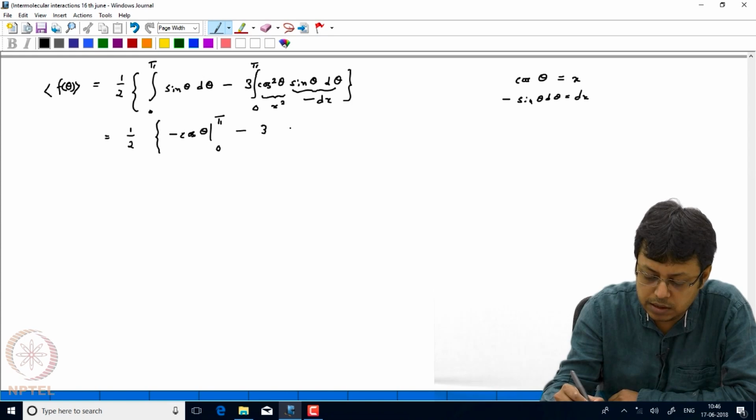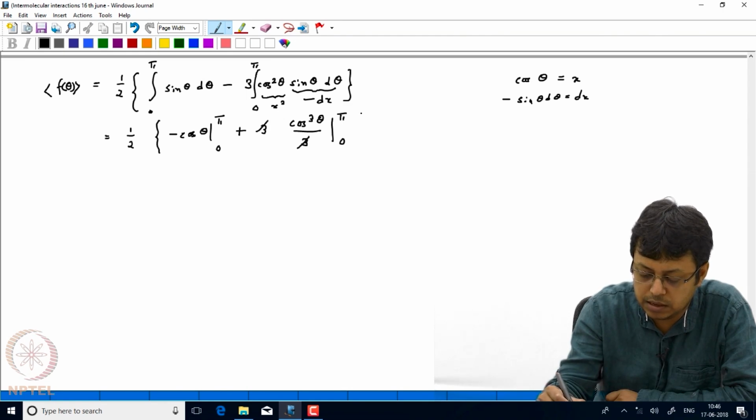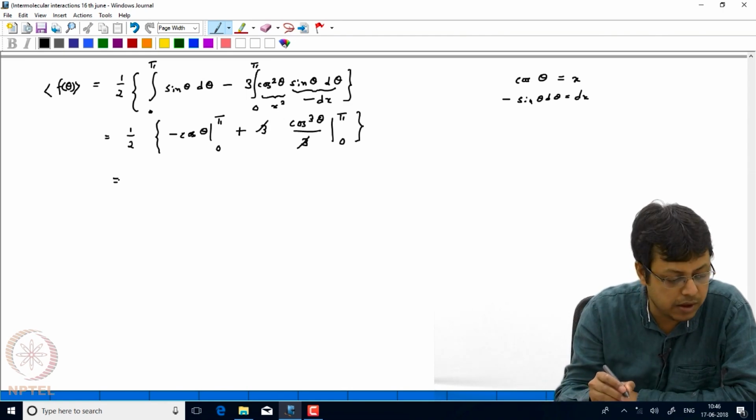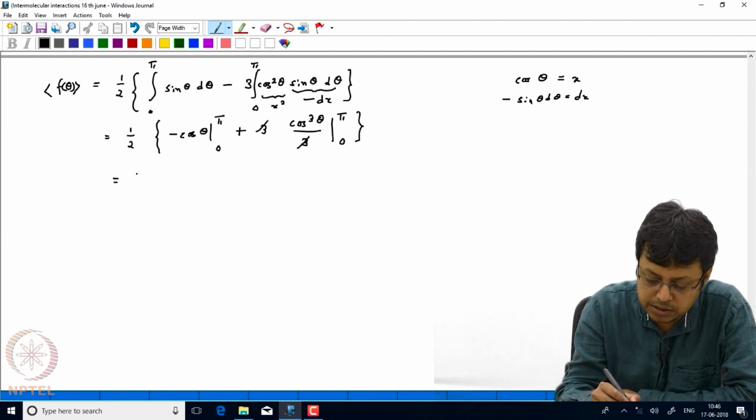So the integral will have a plus sign because of the minus sign associated with this, and it will be basically x cubed by 3, and since x is cos theta, it will be cos cubed by 3. That is the integral, and the 3 of course will cancel with each other, evaluated between the limits 0 and pi.